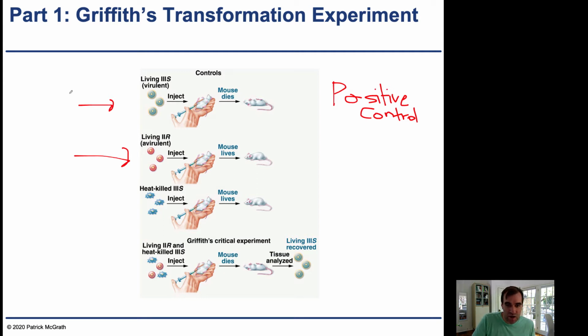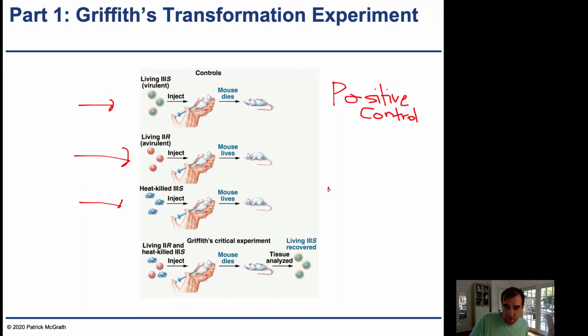We also have an experiment with avirulent strains. These are the same species, but they lack some sort of gene that's either necessary for evading the immune system or for killing the mouse. And so as a result, if you injected these strains into the mouse, the mouse was able to live.